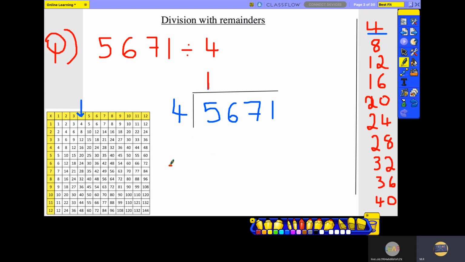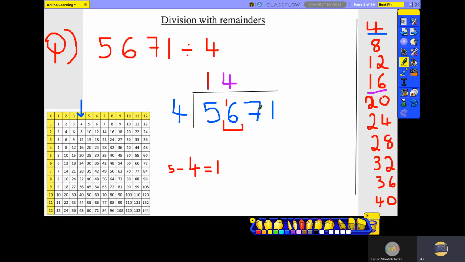Now, in your head, mentally, you should be calculating this. You've got the number 5, you've taken away 4 from that. What's left? You should see that that makes 1. 5 take away 4 is 1. And that 1 goes on to our next number, which makes 16. Now, if we look through our 4 times table, we can see that we have the number 16. How many times? 4 times 4 makes 16 with no remainders. So we can go straight on to the next number.